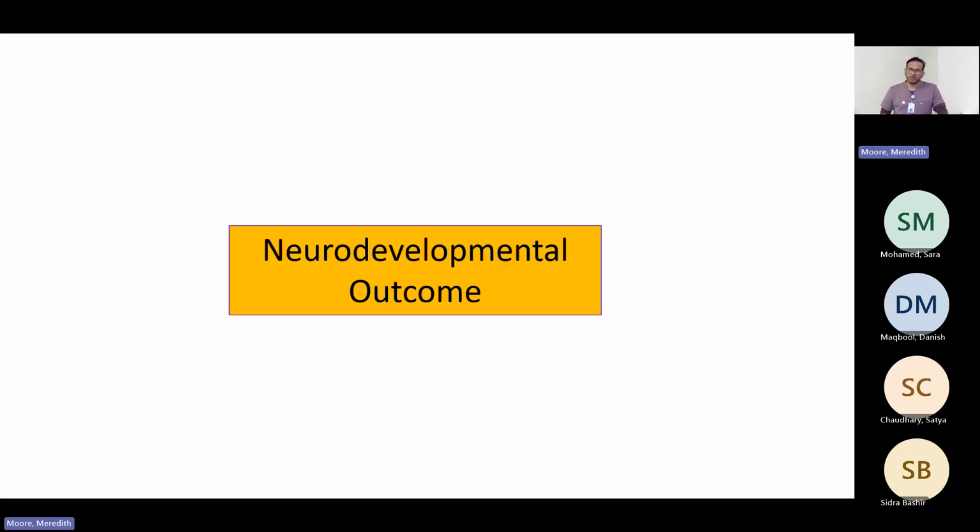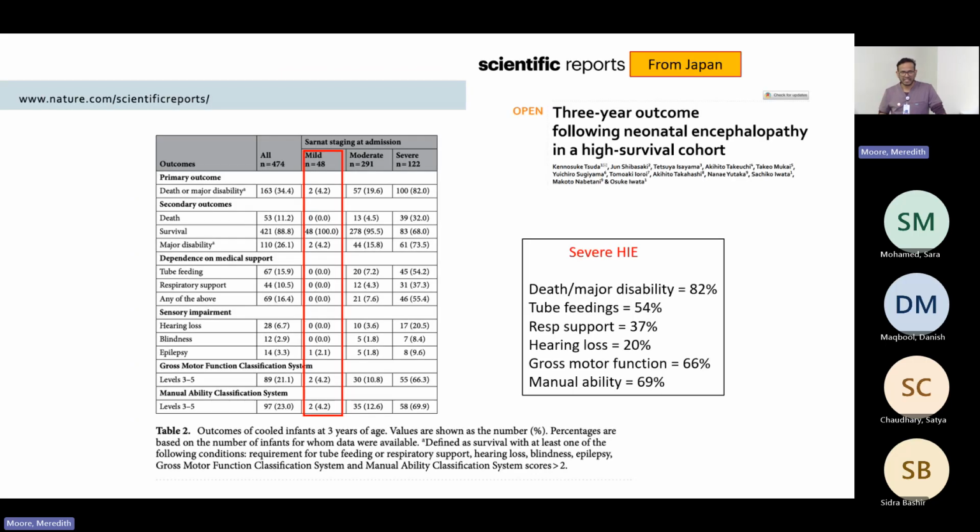So neurodevelopmental outcome, again, talking on the same token what Dr. Mahana said, I'm just going to show you a few slides and you will laugh at it at the end. That how the developmental outcome, this is from Japan. Look at the mild, severe, whatever you want to make. Then, of course, the more severe the disease, it's no rocket science.